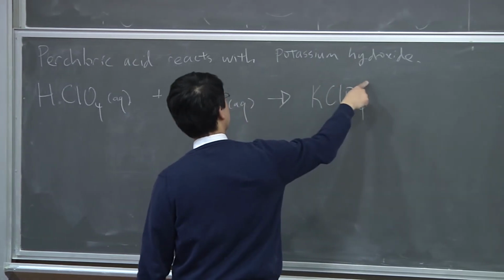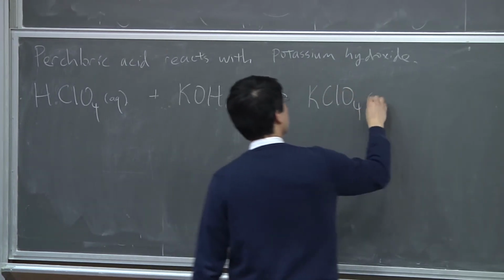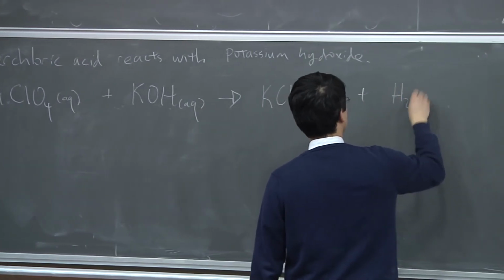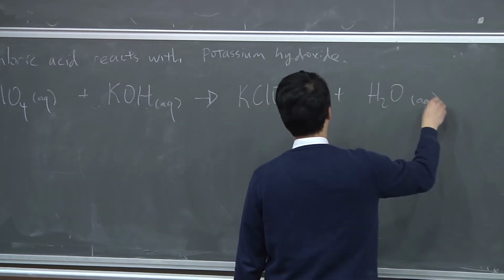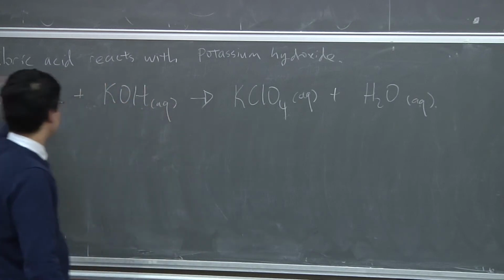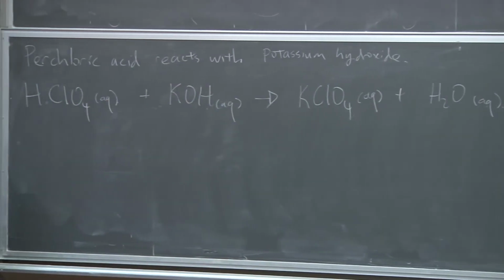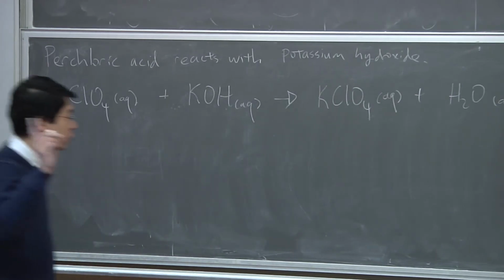So this is +1, this is -1, plus H2O. And everything here is kind of balanced, right? Because all the charges here are 1, 1, 1, 1. So everything's balanced. H2O is liquid. Very good.